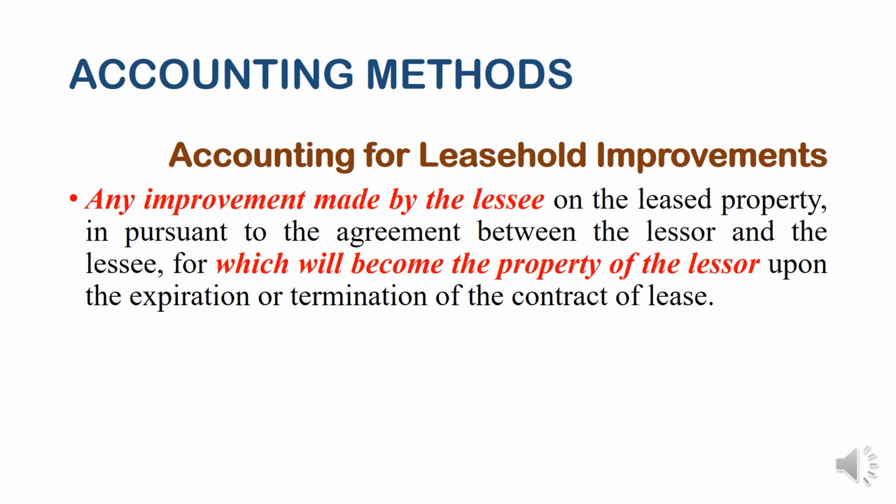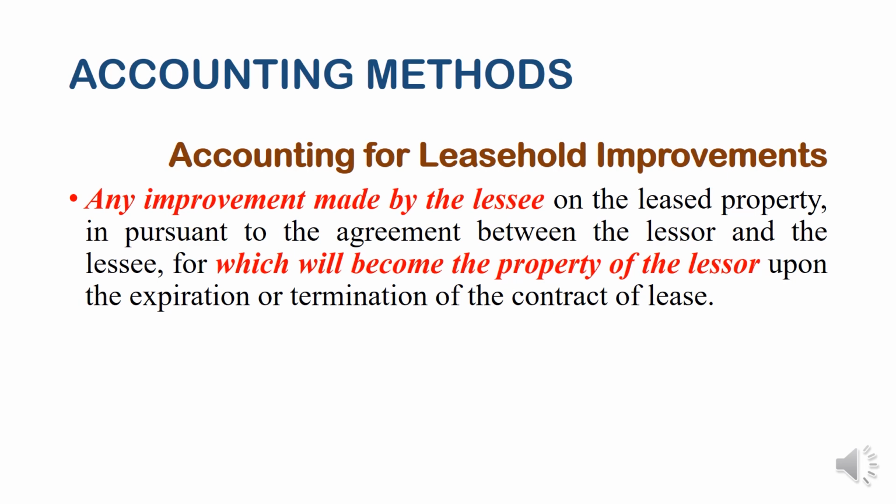For example, if the lessor and the lessee agreed that the lessee will construct a building over the leased property, and then that building will become the property of the lessor, then that building is considered a leasehold improvement. So again, the party making the improvement or constructing the improvement is the lessee, while the property being improved is the lessor's property.